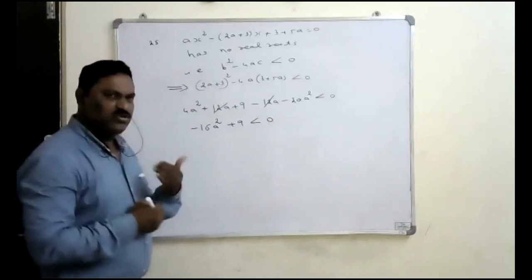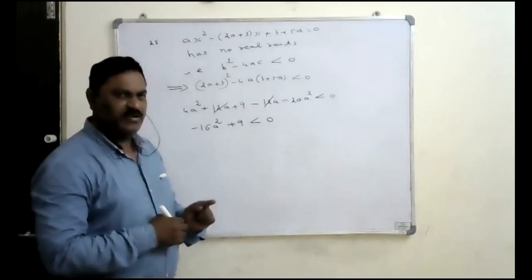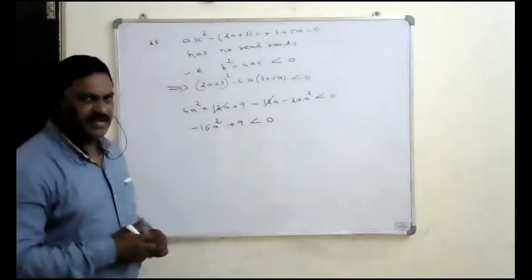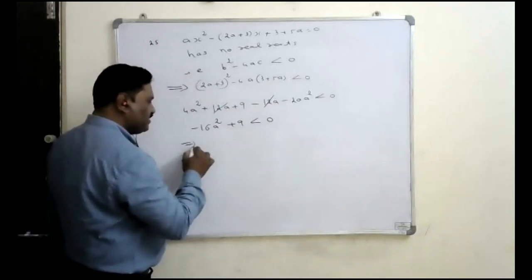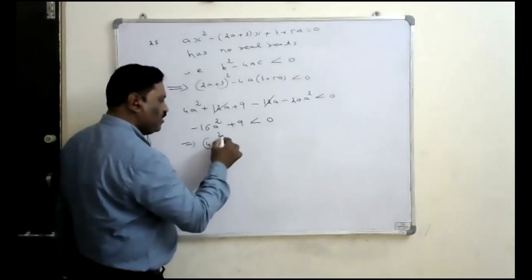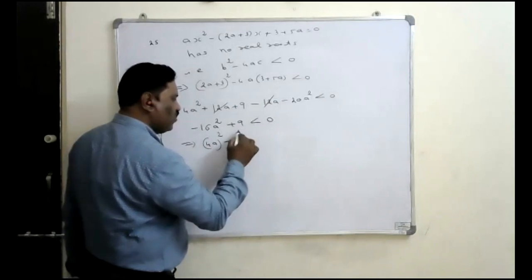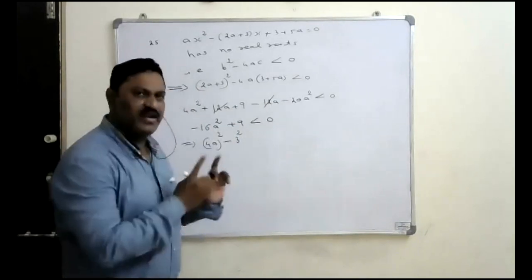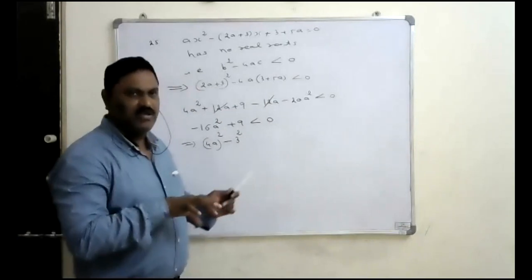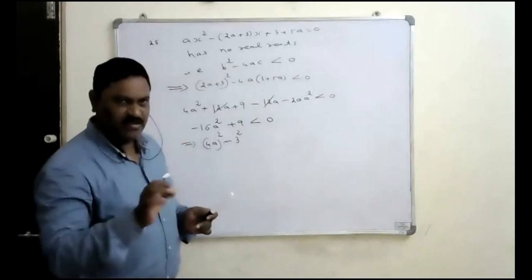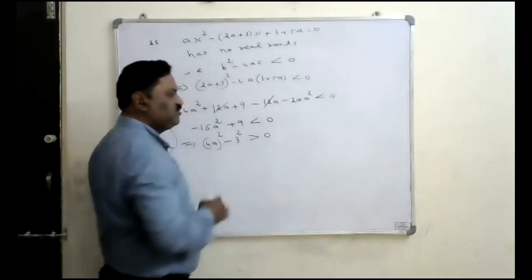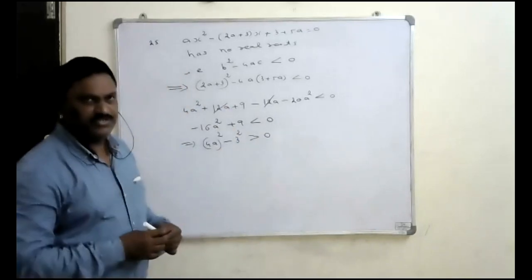Now whenever the coefficient of a square or x square has a negative sign, first make it positive to avoid confusion by multiplying by the minus sign. If you multiply by the minus sign, this is 16a square, which I can write as 4a whole square, minus 9, which I can write as 3 square. Remember that whenever you multiply by the minus sign, the inequality gets reversed, less than becomes greater than 0. Understand?